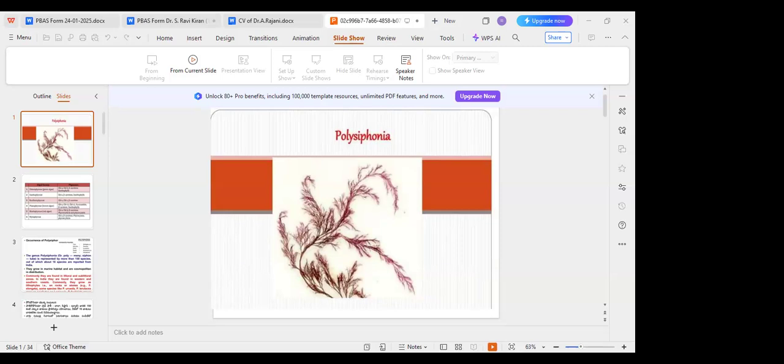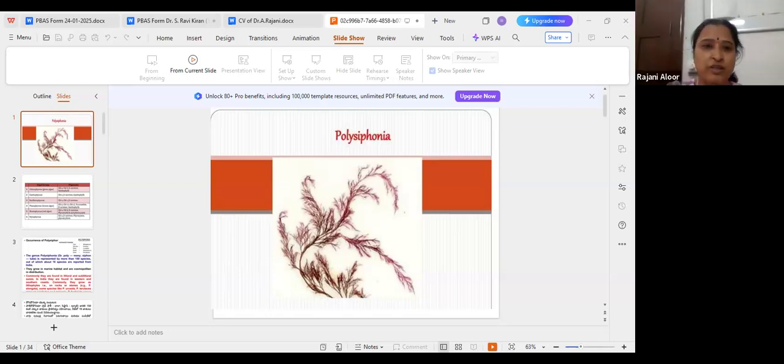Asexual and sexual, madam. Vegetative also. Vegetative. In Chara, asexual. Sorry, vegetative option in Oedogonium. Okay. Coming to the next one, pheophyceae. What is the name of pheophyceae?